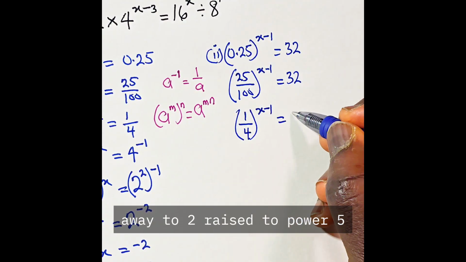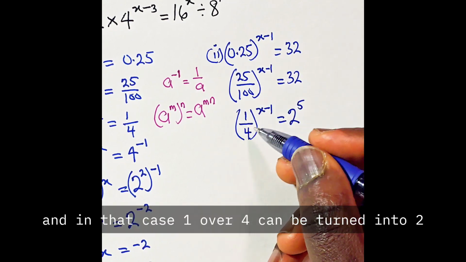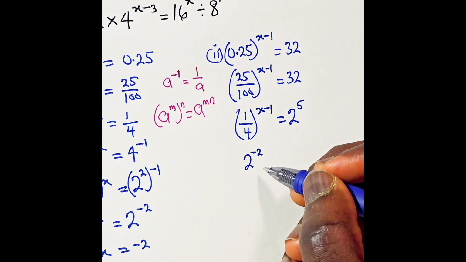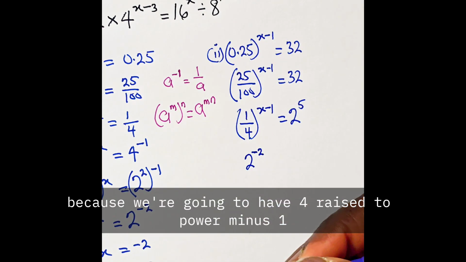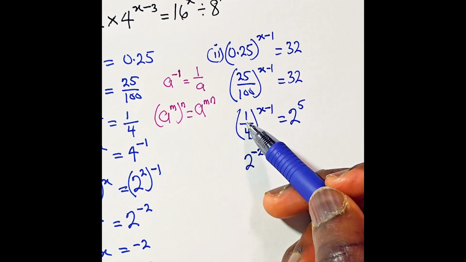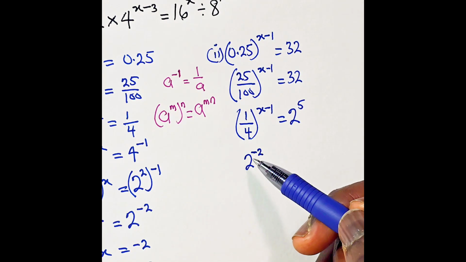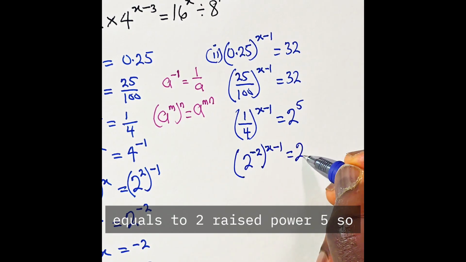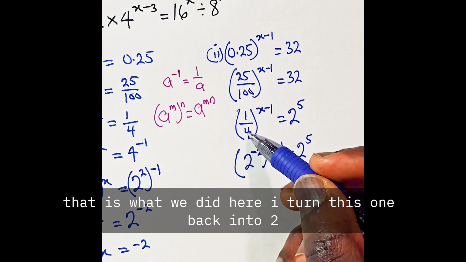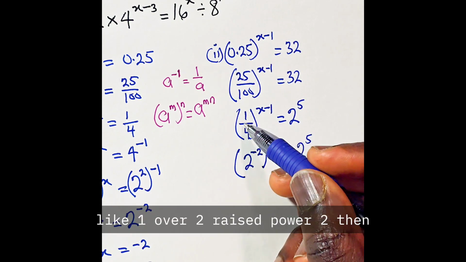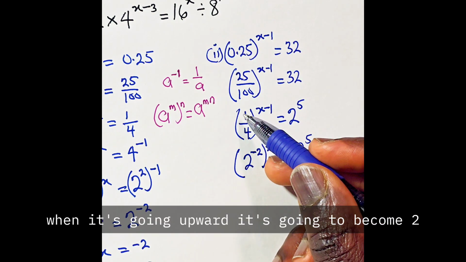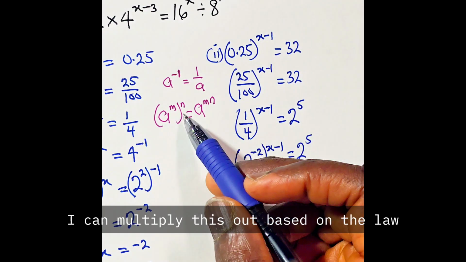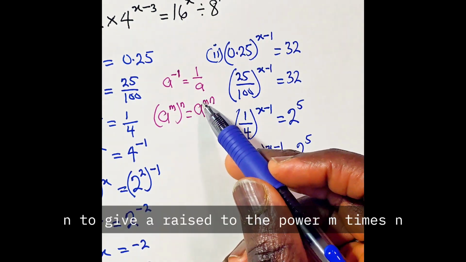I'm turning this one straight away to 2 raised to the power 5. And in that case, 1 over 4 can be turned into 2 raised to the power minus 2, because we're going to have 4 raised to the power minus 1. Then we're turning everything into base 2, so it will now be 2 raised to the power minus 2. I will bracket all this out, x minus 1 equals 2 raised to the power 5. So that is what we did here. I turned this one back into 1 over 2 raised to the power 2. Then when it's going upward, it's going to become 2 raised to the power minus 2. So in that way, I can multiply this out based on the law that says a raised to the power m into bracket n gives a raised to the power m times n.